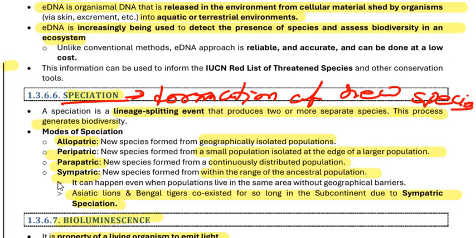Next is sympatric. Sympatric is new species formed within the range of the ancestral population. It can happen even when the population lives in the same area without a geographical barrier. The example is also given, like Asiatic lions and Bengal tigers. Generally they don't exist in the same place, but earlier Asiatic lions and Bengal tigers coexisted for so long in the subcontinent due to sympatric speciation. Means earlier these were the same species from which they are generated.